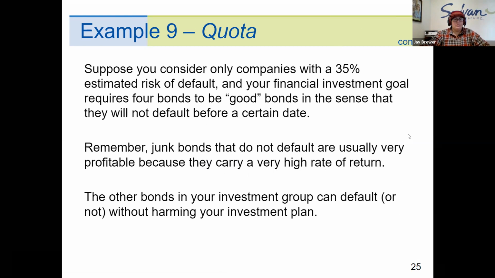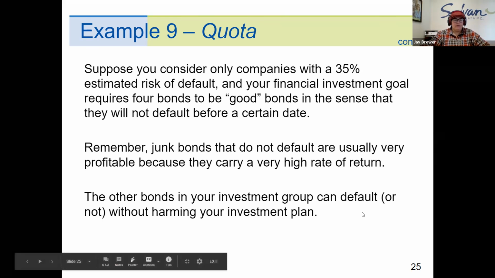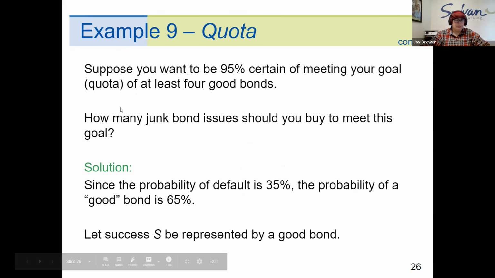Suppose you consider companies with a 35% estimated risk of default, and your financial investment goal requires 4 bonds to be good bonds in the sense that they will not default before a certain date. Remember, junk bonds that do not default are usually very profitable because they can carry a very high rate of return. The other bonds in your assessment group can default or not without harming your investment plan. So as long as you have 4 bonds, you should be good.